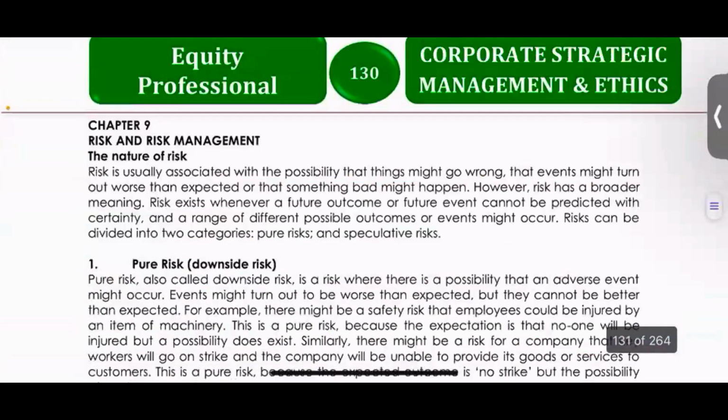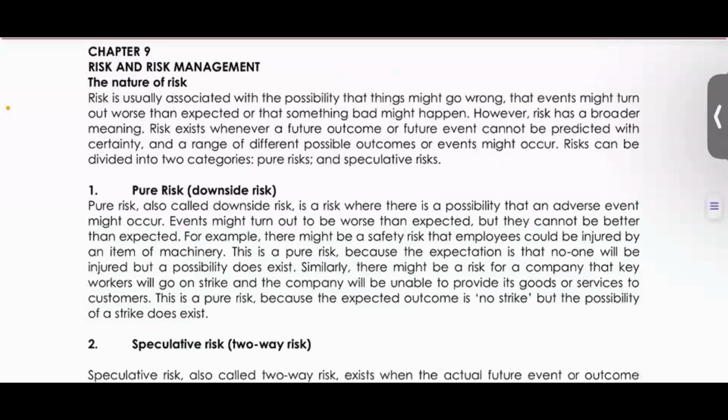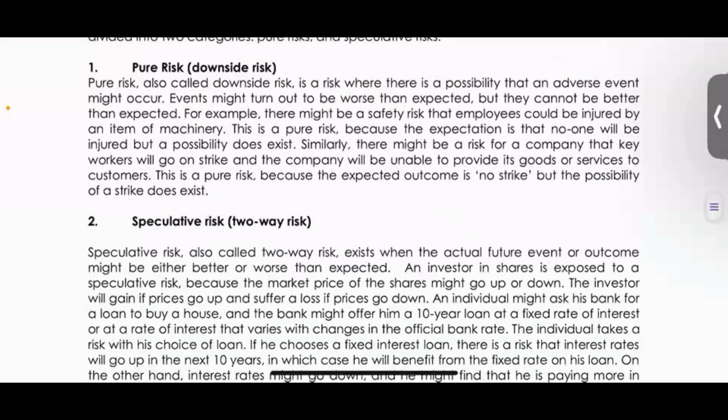Okay. So last week we started with risk management, and we basically talked about what risk in itself is, the meaning of risk. We moved on to talk about the two categories of risks, and we had pure risks, which is called downside risks, and speculative risk, which is called a two-way risk.